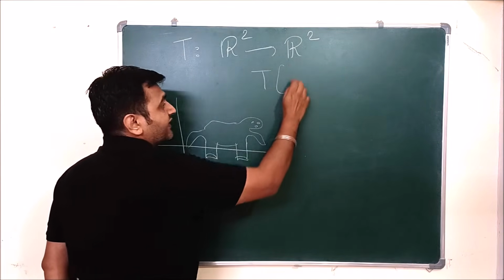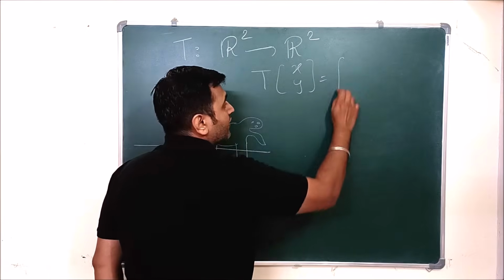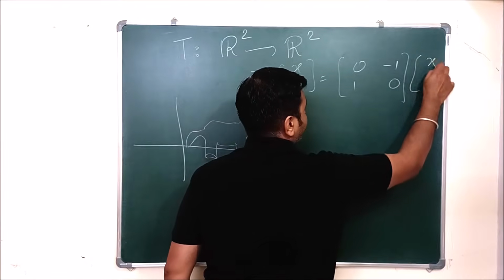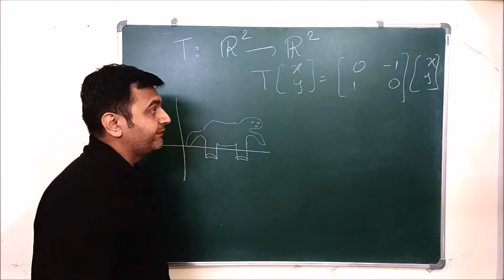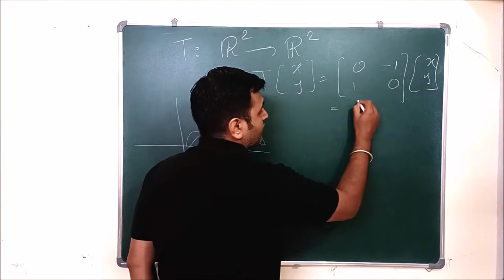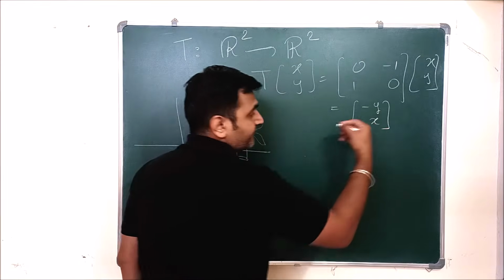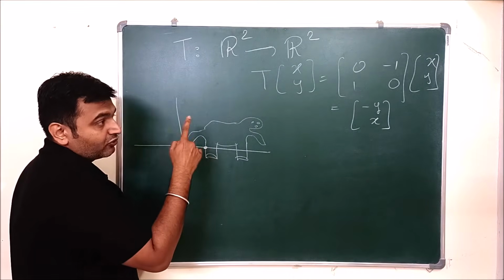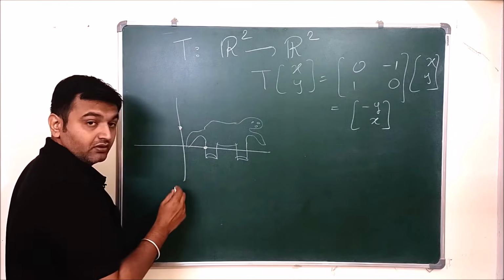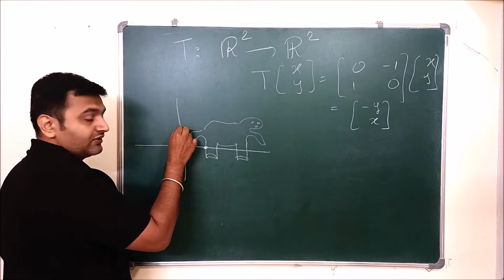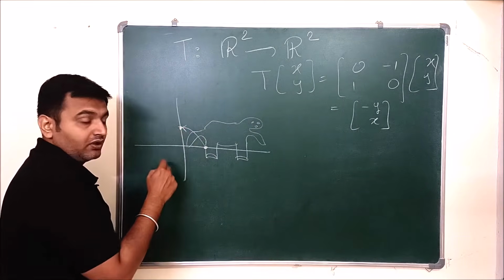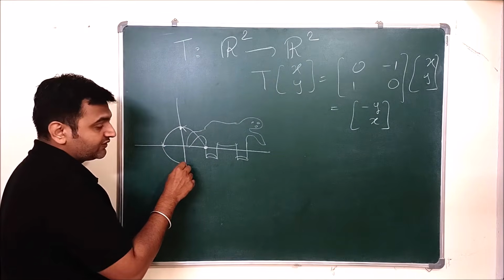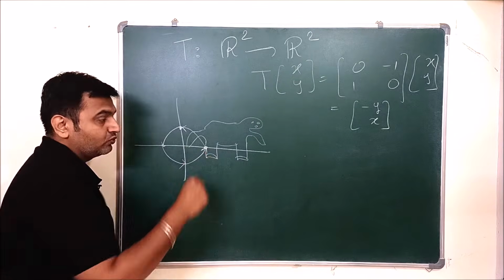So for that we define the map T of x comma y goes to the matrix 0, minus 1, 1, 0 times xy. That means x comma y goes to minus y comma x. Now you can see the image of 1 comma 0 is 0 comma 1. 0 comma 1 goes to minus 1 comma 0, minus 1 comma 0 goes to 0 comma minus 1, and 0 comma minus 1 goes to 1 comma 0.